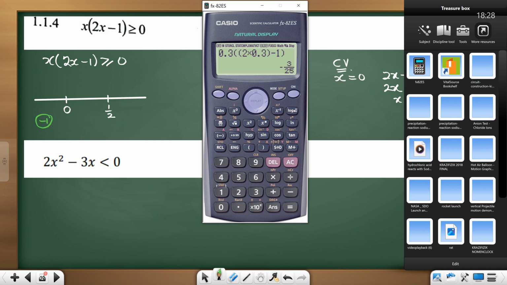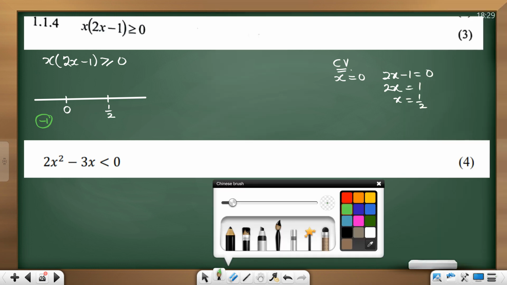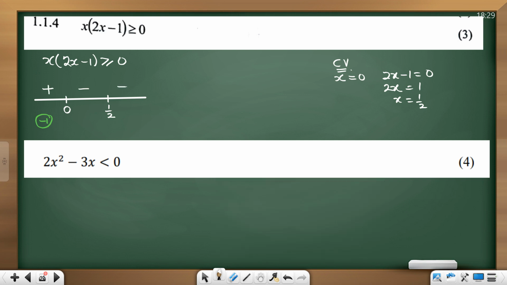If I choose a number greater than half, for example 1: what is 2 times 1? That's 2. Minus 1, check. This has proven my point: once you have it written in standard form, don't even stress. It's like this: positive, negative, and positive.